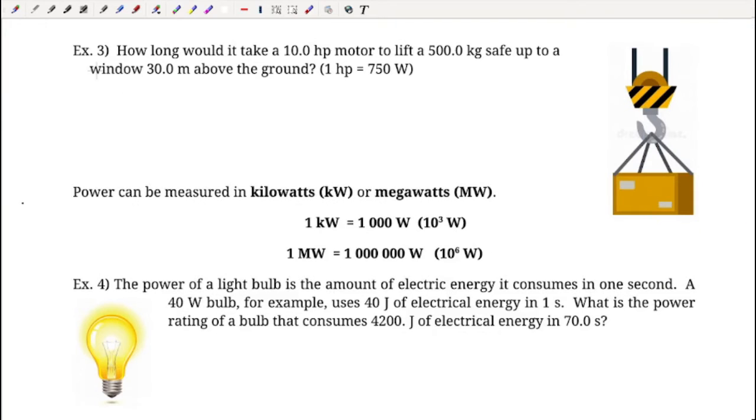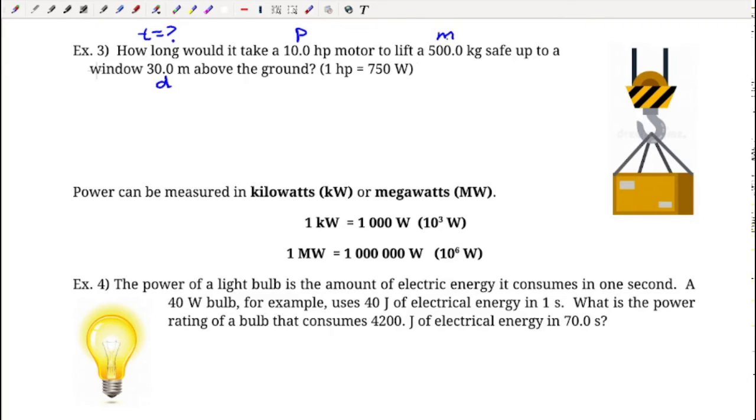Example number 3. How long would it take a 10 horsepower motor to lift a 500 kilogram safe up to a window 30 meters above the ground? So now we're kind of going in the backwards direction. We're starting with horsepower, and we're needing to get to time. How long? So that's what this question is asking. Time equals what? Remember that horsepower is a measure of power. Here I've got 500 kilograms. This is going to be my mass. And we're lifting it up to 30 meters above the ground. This is my distance. And I need to solve for time.